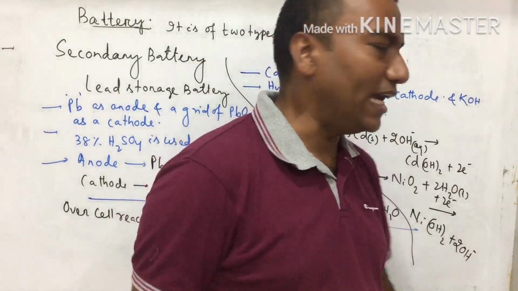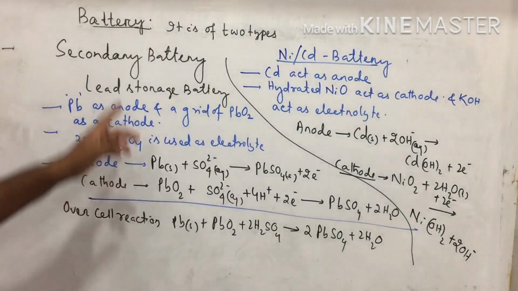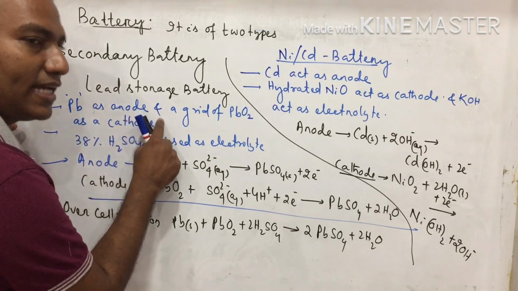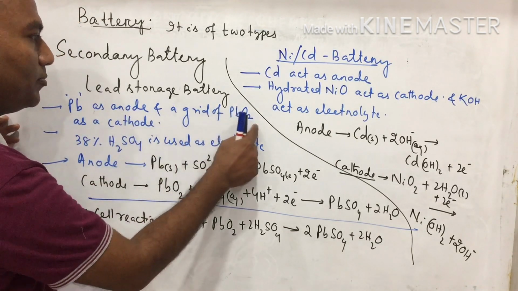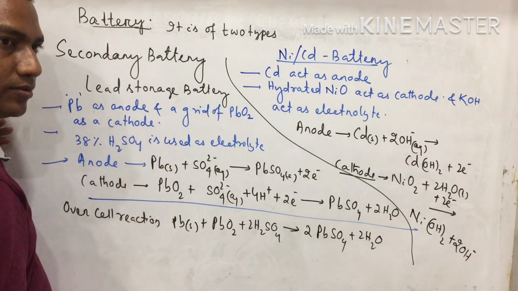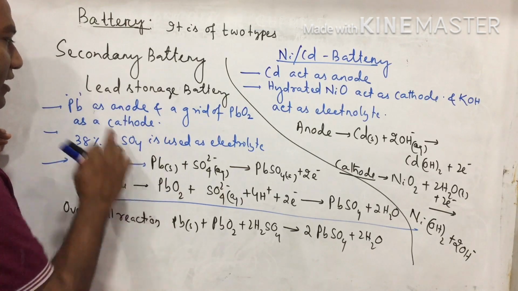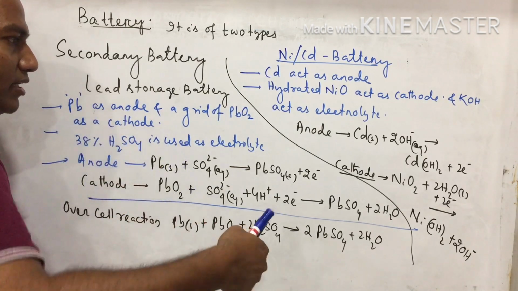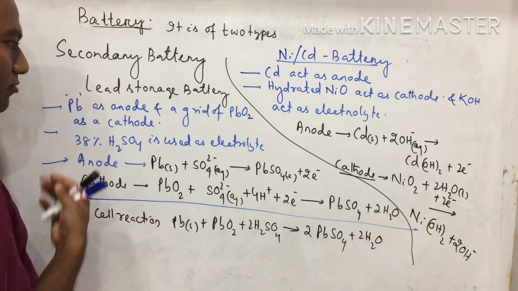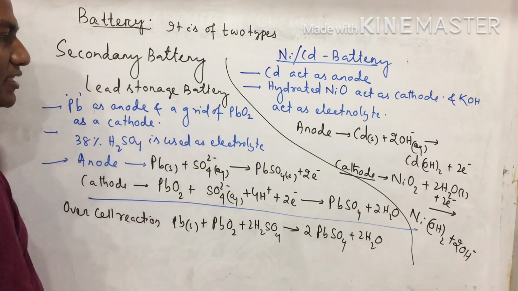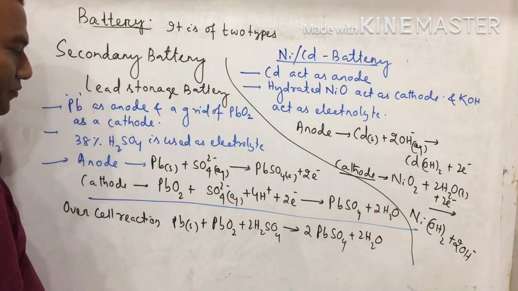When suddenly there is a power cut, the inverter converts chemical energy into electrical energy. In the lead storage battery, remember that lead Pb acts as the anode and a grid of PbO2 acts as the cathode. You know this Pb is very heavy, that's why this battery is quite heavy. Inside, 38% sulfuric acid is used as the electrolyte.